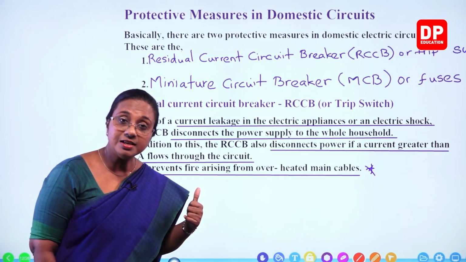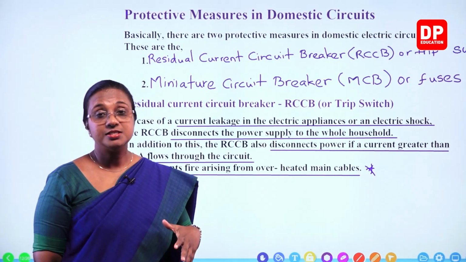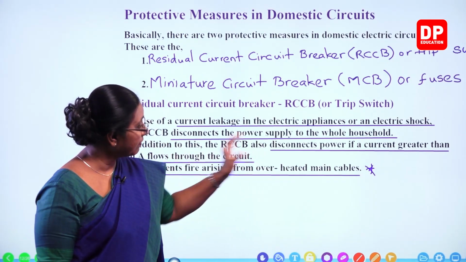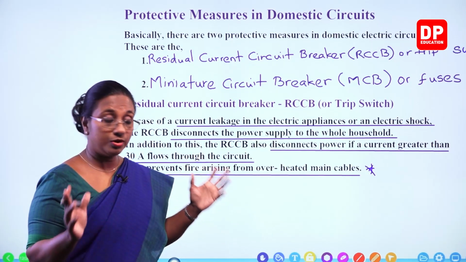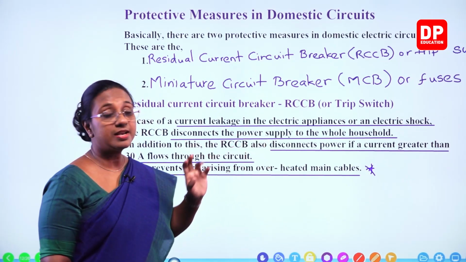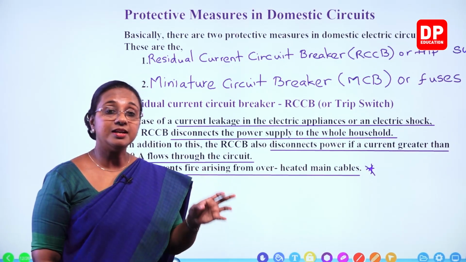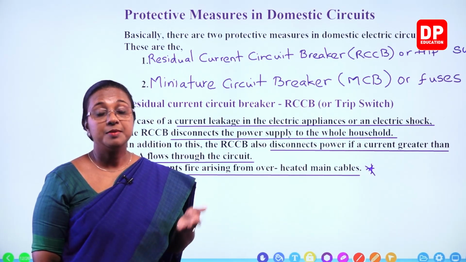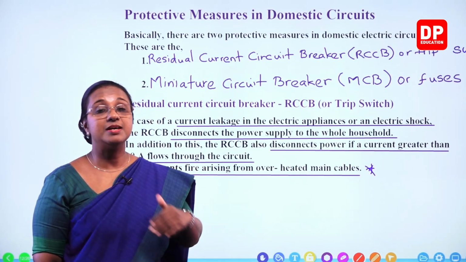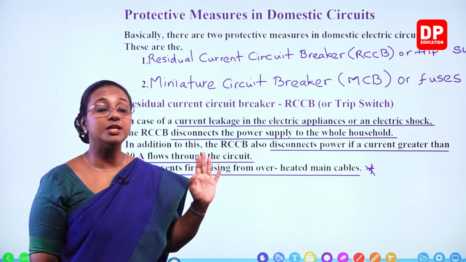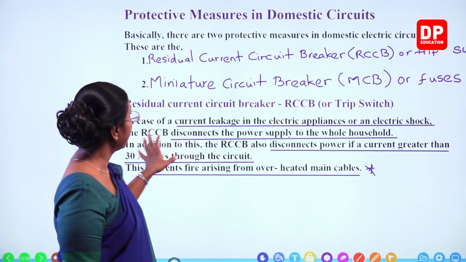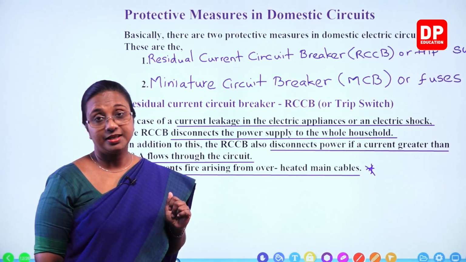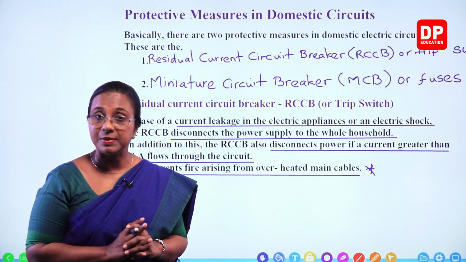So, it protects the resident or the consumer from electric shocks, and it cuts off the power supply to the whole household. Also, it acts as a high current circuit breaker, because if the current is more than 30 amperes, it cuts off the power supply to the household. So, that is how the trip switch protects the household electric circuit and the residents. You have to remember that.